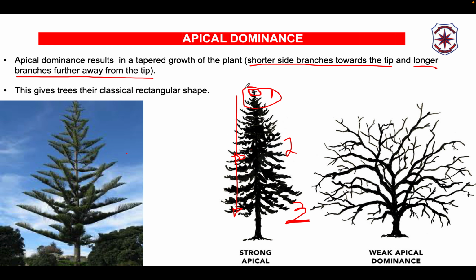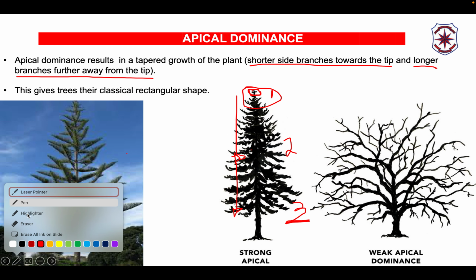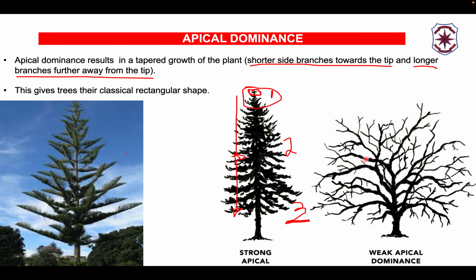Okay, but what happens if you remove the apical bud? What happens if you cut the apical bud? If you cut the apical bud, you are decreasing the concentration of auxins at the tip. As you can see on the last tree over there, if you cut the tip, then the tree will form more lateral branches or more side branches.